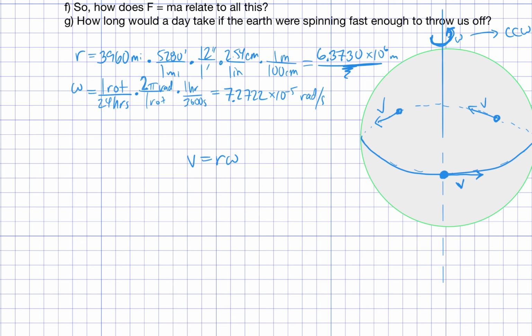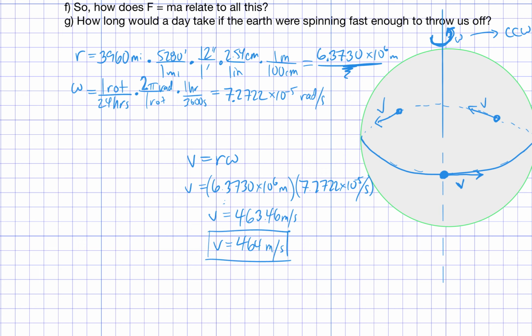If we combine that with my radius in meters, which is a rather large number, 6.37 essentially times 10 to the 6th meters, I did not go through the steps for that conversion. I'm assuming that you can do that. Then I can plug into this equation, velocity equals radius times omega. We will get a velocity at the equator of more or less, to 3 sig figs, 464 meters per second, which is quite fast.